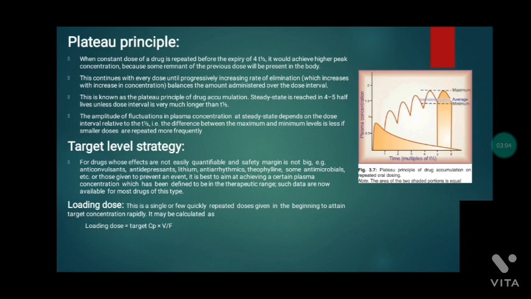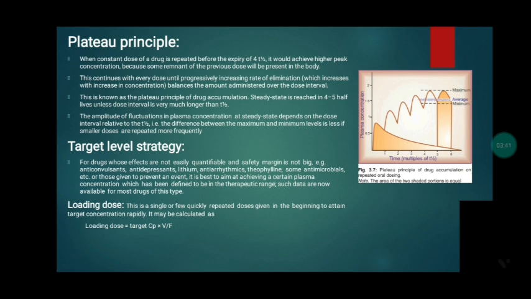This continues with every dose until progressively increasing rate of elimination balances the amount administered over the interval. This is known as the plateau principle of drug accumulation. Steady state is reached in 4 to 5 half-lives unless dose interval is very much longer than T half. The amplitude of fluctuations in plasma concentrations at steady state depends on the dose interval relative to the T half. That is, the difference between the maximum and minimum levels is less if smaller doses are repeated more frequently.